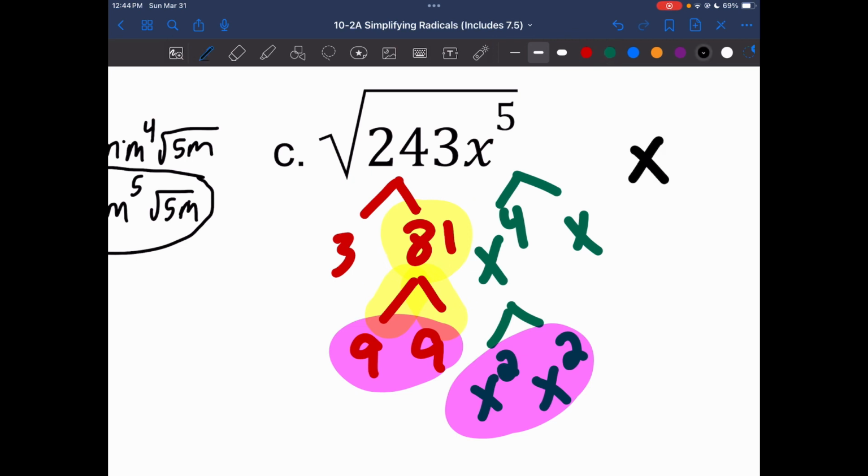So we're going to have x to the 2nd, and we have 9. And what's left under our radical is a 3 and an x. So we have the 3 there and the x there that are unpaired right now. So 9x squared times the square root of 3x.